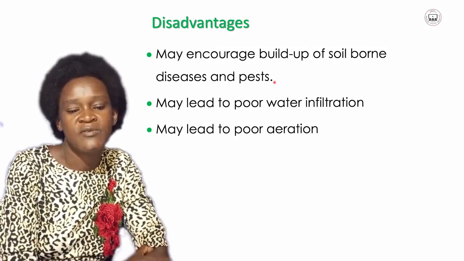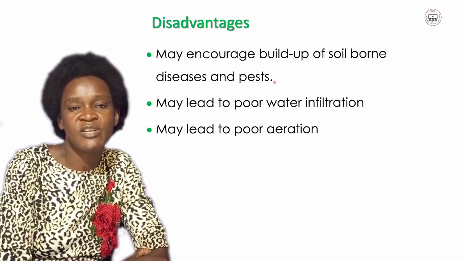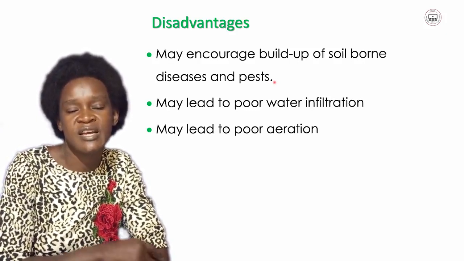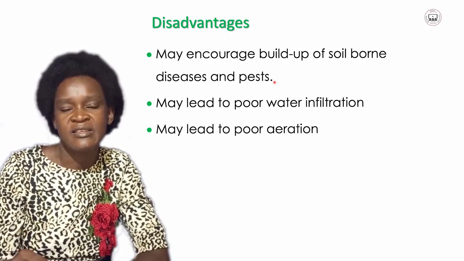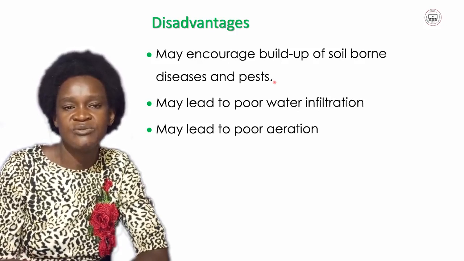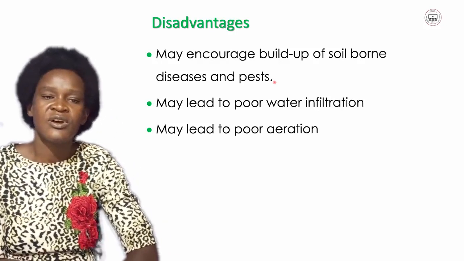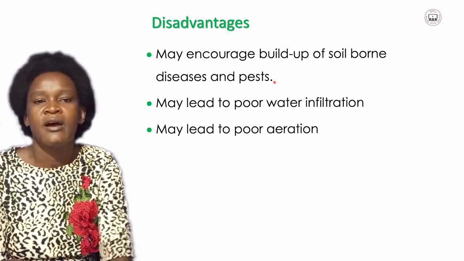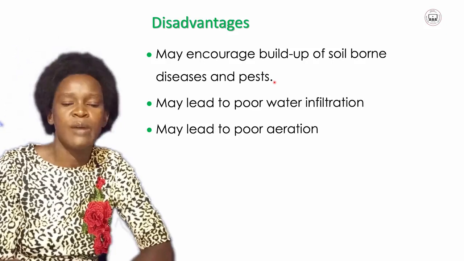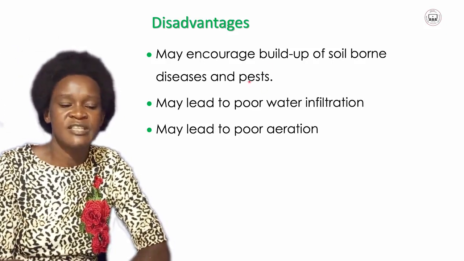Sometimes we have some soil-borne diseases as well as pests. When you till the land, at least you expose those pests as well as diseases under the sun. But if you are not tilling, as per no-till agriculture or no-till cropping, it means those pests and diseases may just be hiding under the soil, so they will multiply fast, thereby encouraging build-up of those soil-borne diseases and pests.